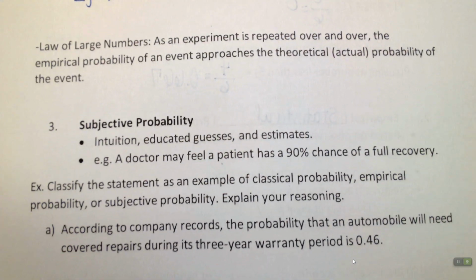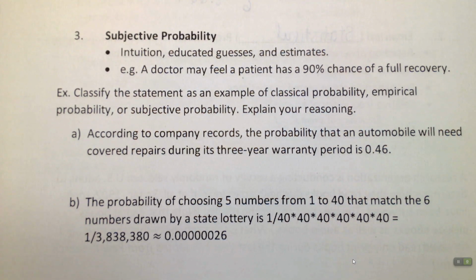Alright, and the last is subjective probability. This is actually a probability. I know it's going to be crazy once I explain it. So you're going to use your intuition, an educated guess, or estimates. So a doctor may feel a patient has a 90% chance of full recovery from a surgery. Well, how are they getting that number? Where are they getting it from? They're just guessing. Unfortunately, they're just guessing. So there are instances where you have an educated guess or estimate of what you think will happen.